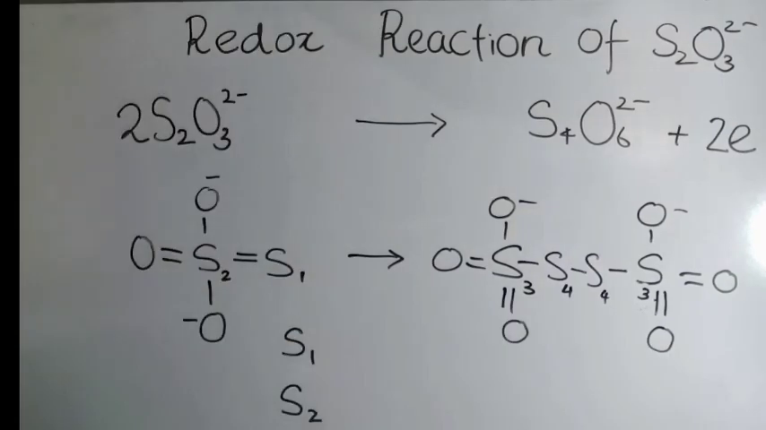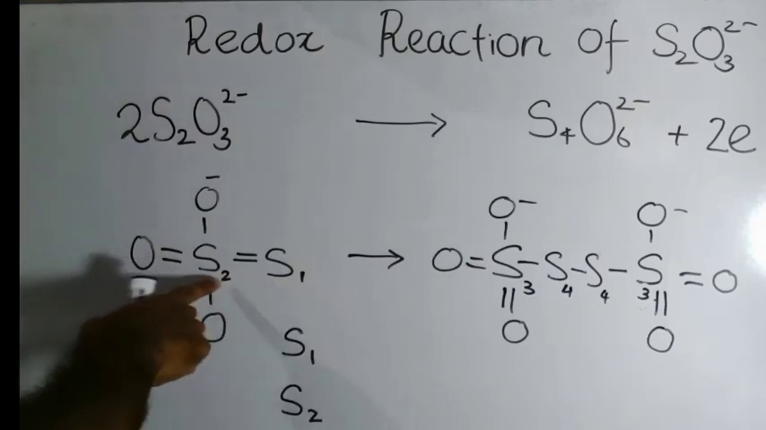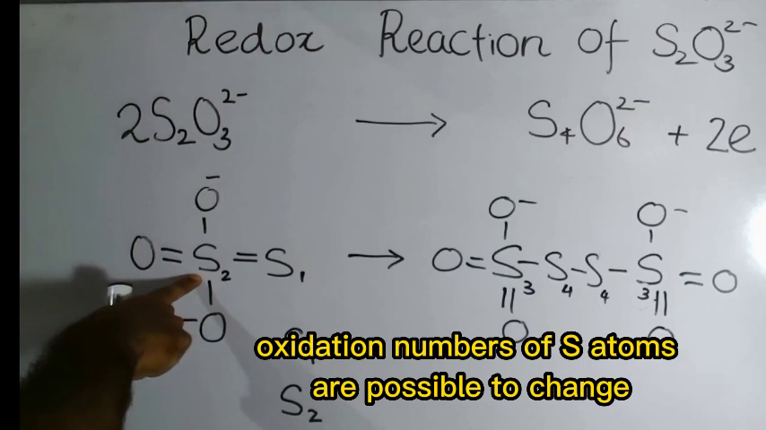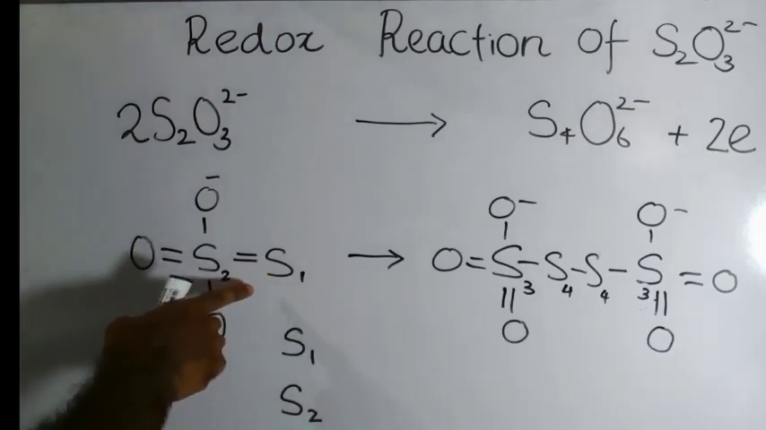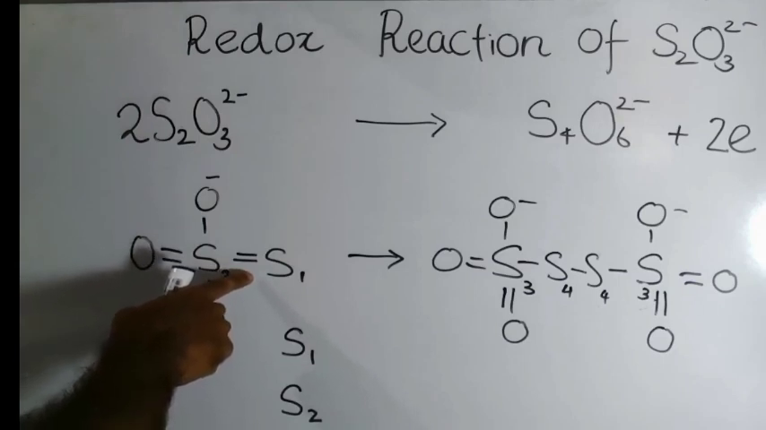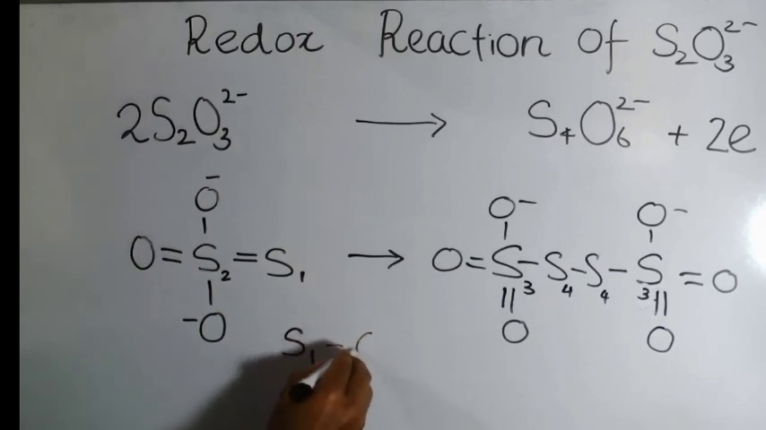But the oxidation number of sulfur atoms might be subject to change. So if we check the oxidation number here, it is 0 because it is connected to another sulfur atom. So no change in electronegativity. So minimum polarization in the sigma bond. So we say it is 0.